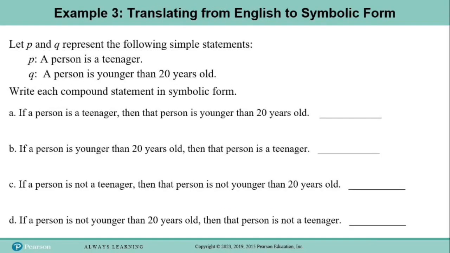And now let's look at example 3 together. And it says, let P and Q represent the following simple statements. Statement P says a person is a teenager. Statement Q says a person is younger than 20 years old.